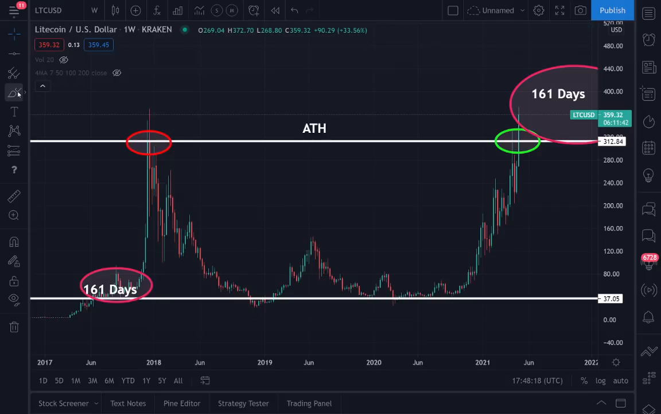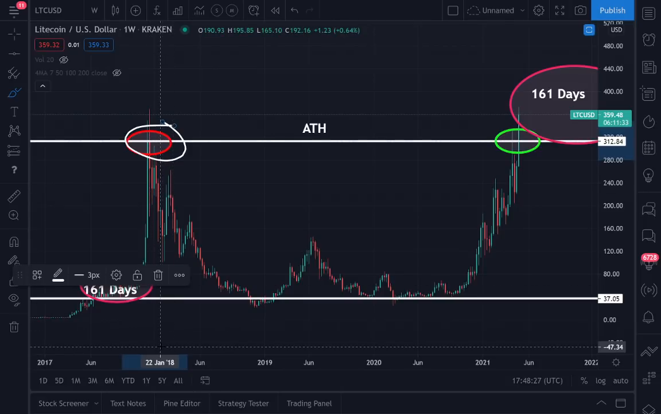So here we are, present day. The red circle represents the market going up to this, again, $312. That happened back in December 2017, when the market topped out.